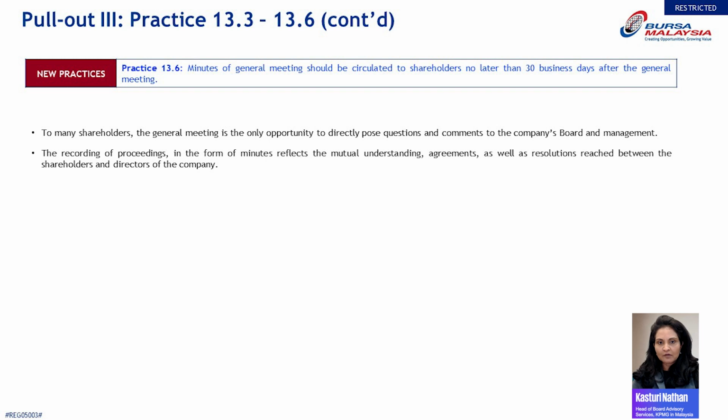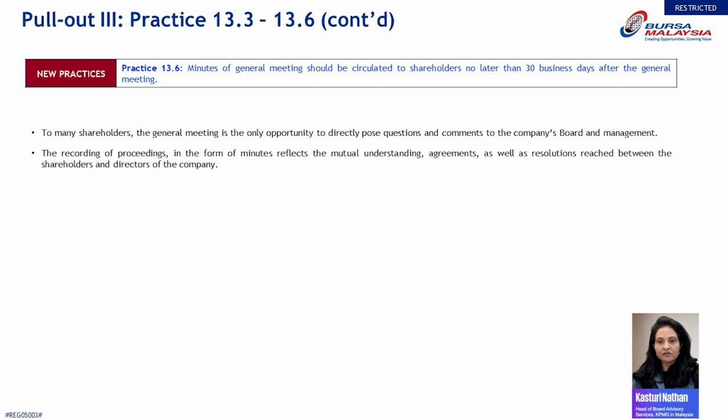Continuing on the topic of general meetings, companies should be mindful of the fact that the summary of key matters discussed at the general meeting should be published on its website as soon as practicable after the conclusion of the meeting, in line with paragraph 9.21(2)(b) of Bursa's securities listing requirements and as detailed in the write-up to practice 13.6 of the MCCG.